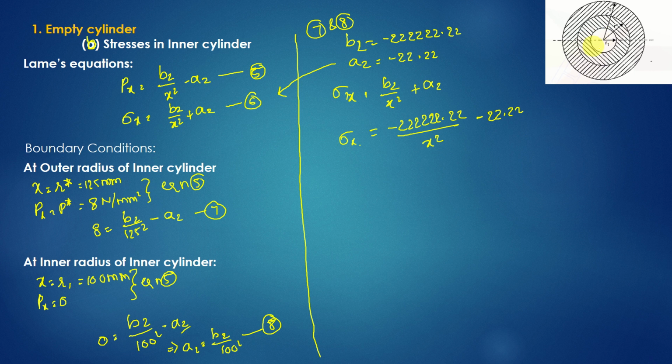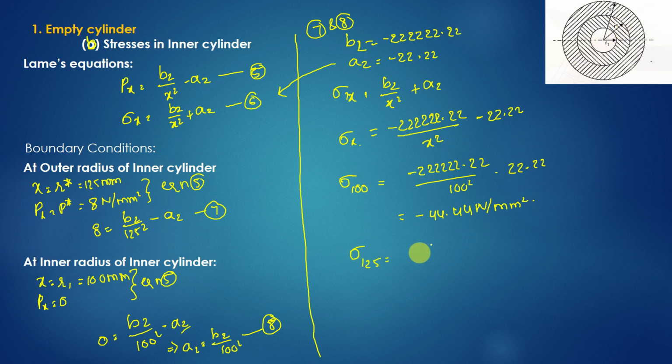Now we have to find the stresses at the inner and outer radius of the inner cylinder. For the inner radius, radius 100, in place of x I have to substitute 100. So 222222.22 by 100 square minus 22.22. The value we get is minus 44.44 Newton per mm square. And at the outer radius, r star, that is 125 mm, sigma at 125 will be 222222.22 by 125 square minus 22.22. So ultimately we get the value as minus 36.44 Newton per mm square. Right, these are for the inner cylinder when it is empty.